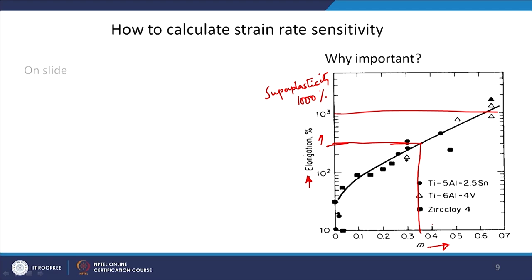Okay. So, this is how I can calculate the strain rate sensitivity, as I have shown just now in the previous slide, and that is an important parameter during high temperature deformation. I want to have higher strain rate sensitivity for higher elongation. Another very important parameter is activation energy for high temperature deformation.